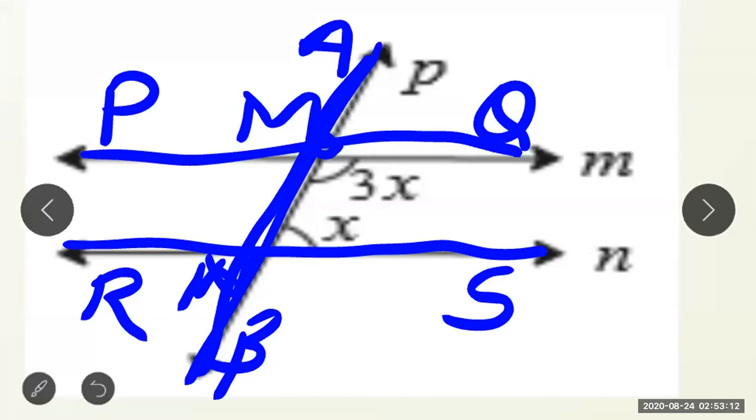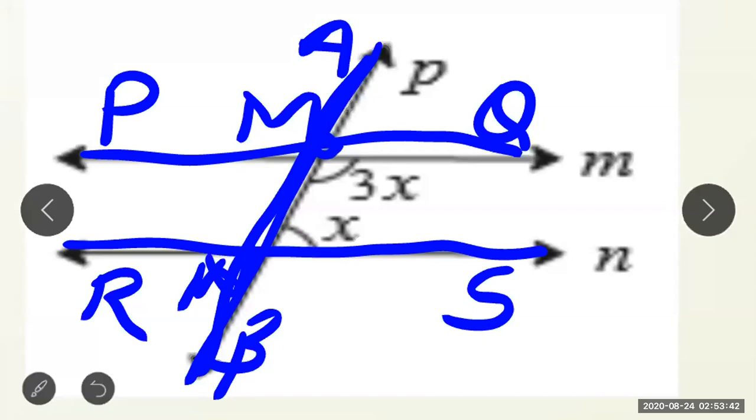So here first I have assumed that we mark P and Q on M, R and S on N, A and B on P. We have marked this. Then we assume that PQ and AB intersect at point M, and RS and AB intersect at point N. We have done this. Now the next part is which line is parallel and which is transversal.